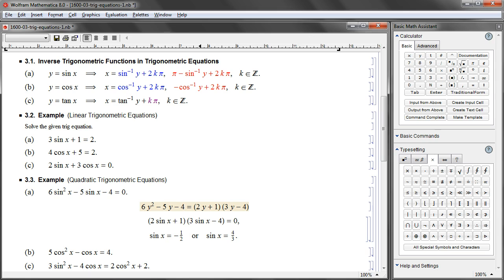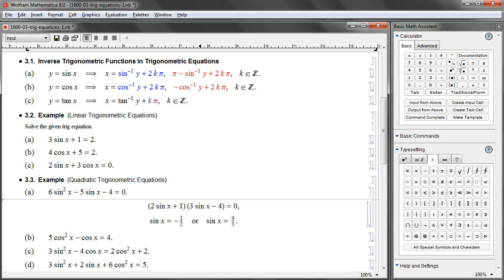Just like that, we can use that for sine function. Consequently, you're going to get the factorization we see below, 2 sine of x plus 1 times 3 sine of x minus 4. Setting the first factor equal to 0, we get sine of x equal to negative 1/2. Taking the second factor equal to 0, we get sine of x equal to 4/3.